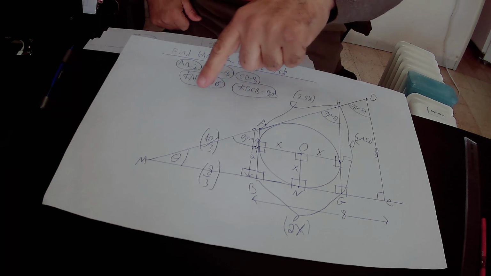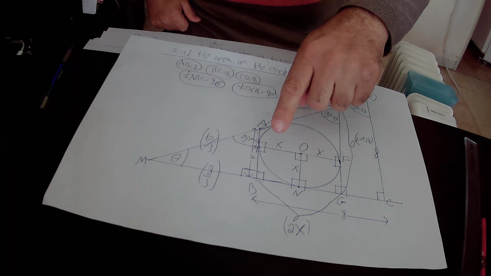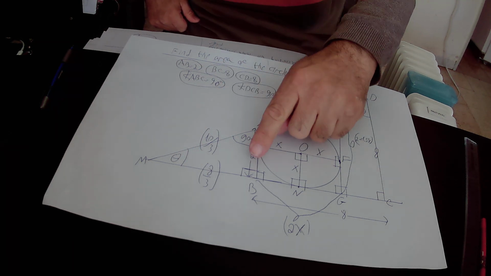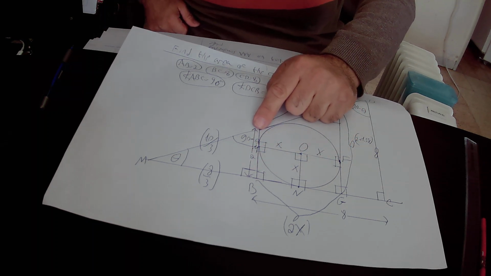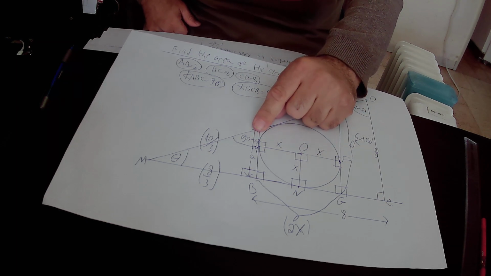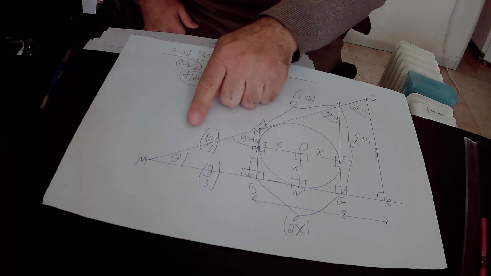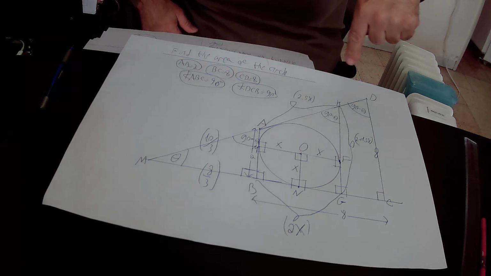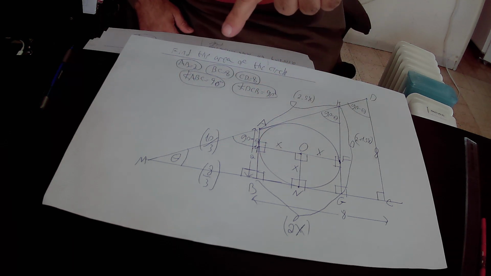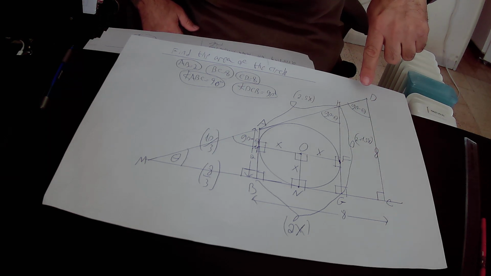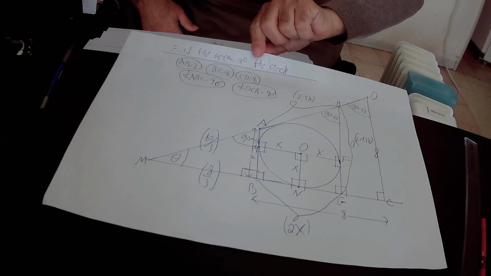We focus on triangle ABM, the right triangle. We define this angle as theta. This angle equals 90 degrees, therefore the missing angle must be equal to 90 degrees minus theta. Why? Because 90 degrees minus theta plus theta is 90 degrees, and 90 degrees plus 90 degrees is 180 degrees. That is the sum of the angles in any triangle. Then we focus on the big right triangle MDC. In it, this angle equals theta, this angle equals 90 degrees, and for the same reason, this angle must be equal to 90 degrees minus theta.